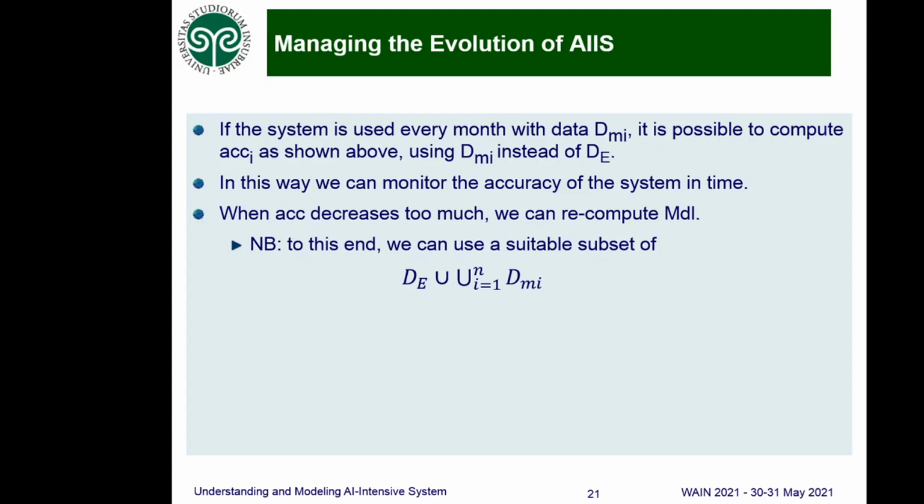When the accuracy decreases too much, we can recompute MDL, and to this end we can compose a suitable subset of all the data collected up to now. Which data should be used depends on the specific AI-intensive system. For instance, the most recent data could be considered more useful than older data.